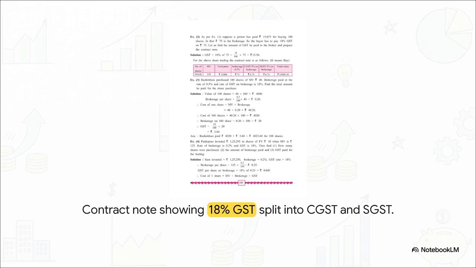Now look closely at those tax columns. That 18% GST is split evenly into 2 parts: 9% central GST, which is 6 rupees and 75 paise, and 9% state GST, another 6 rupees and 75 paise. Both are calculated only on that 75 rupee brokerage fee. So your grand total to pay becomes the 15,000 for the shares, plus 75 for the broker, plus 13 rupees 50 paise for the government. See? It's a highly transparent system once you know how to read it.